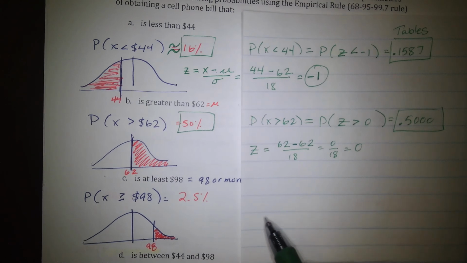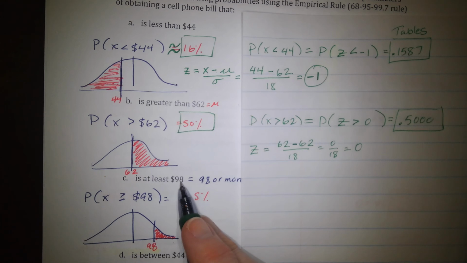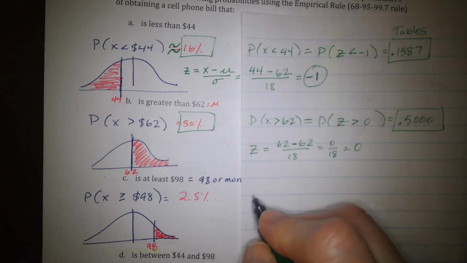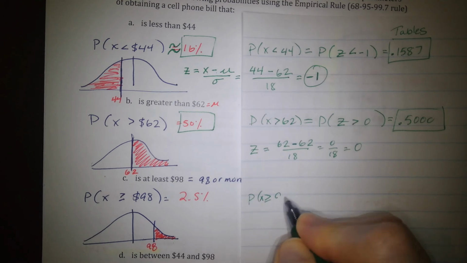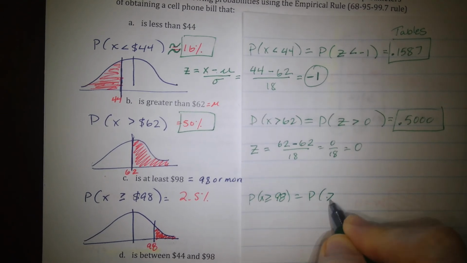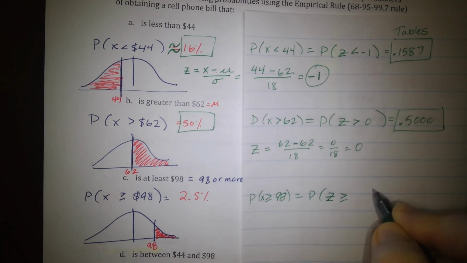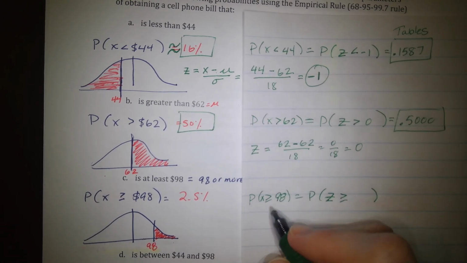Let's try another one. Find the probability the cell phone bill is at least 98. So we're looking for the probability that X is at least 98, which is the same thing as the probability that Z is at least some number. So we have to find out what that number is.